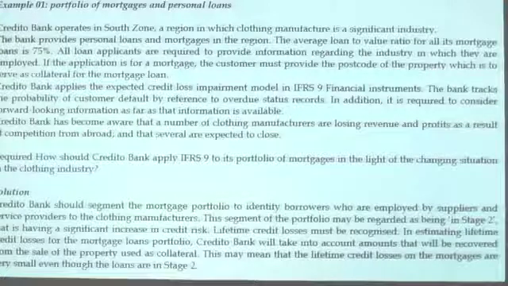Here, in this question, the bank takes the probability of customer default by reference to the overdue status records, past information. In addition, it is required to consider forward-looking information. Even if you have experience of your previous girlfriend, don't make more provision for the wife, because the Standard also asks you not to depend only on the historical data. Take a mix of both historical data and forward-looking information.